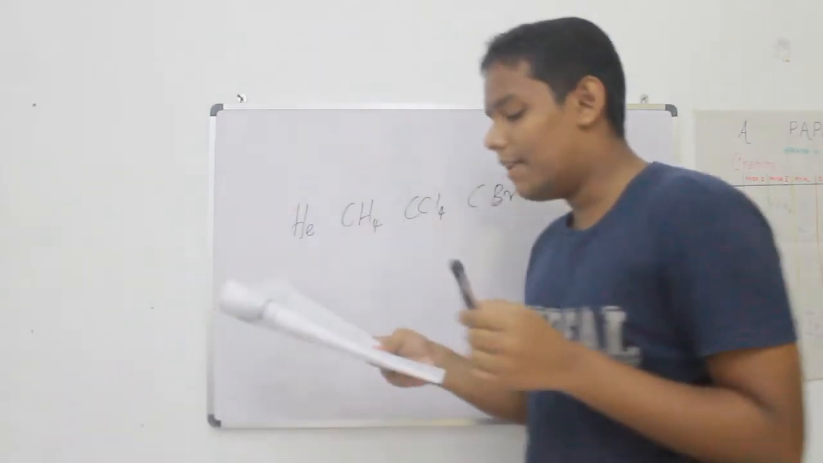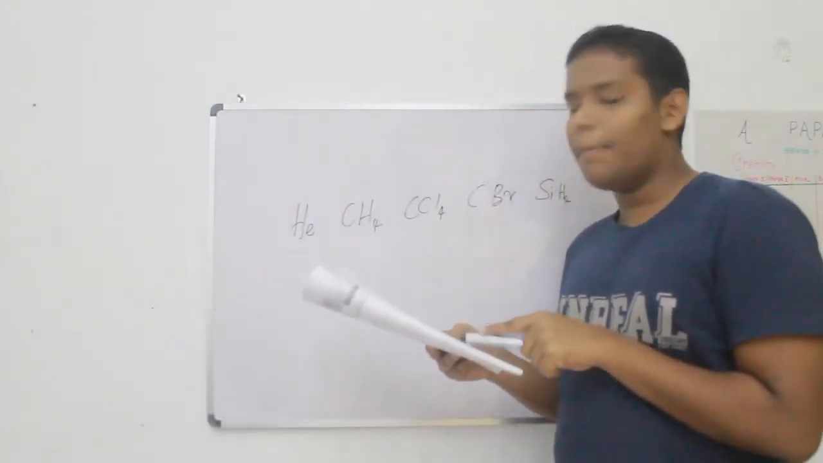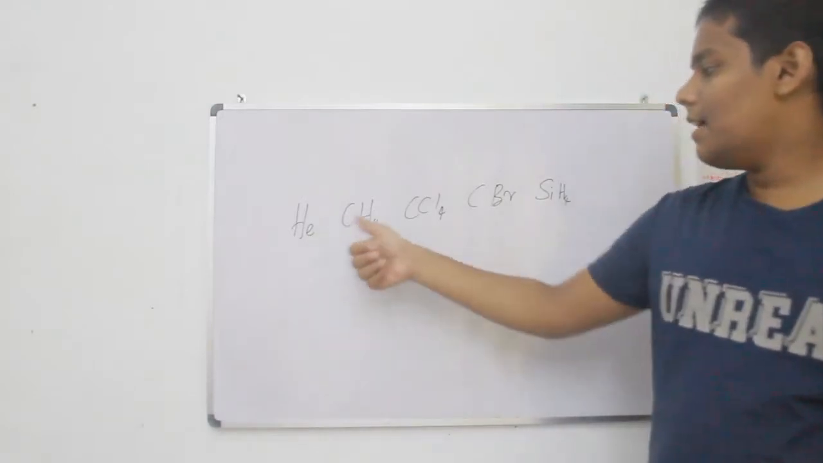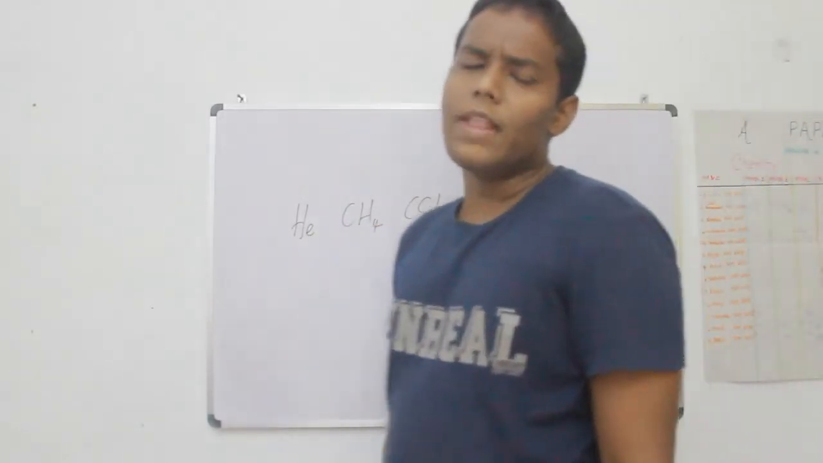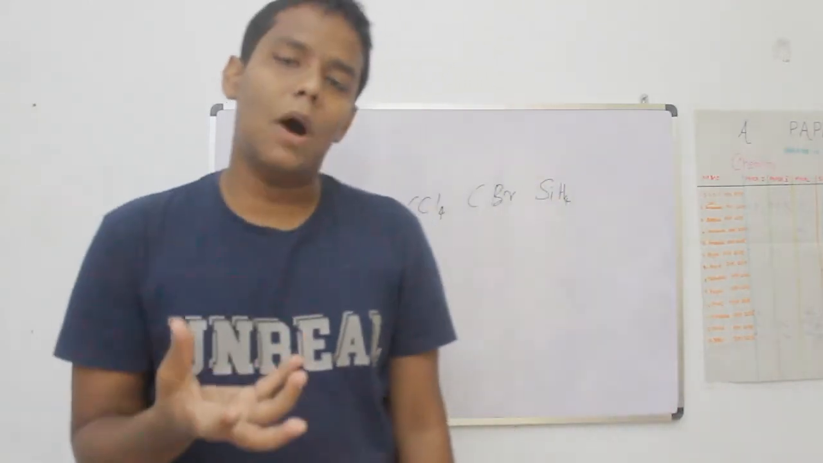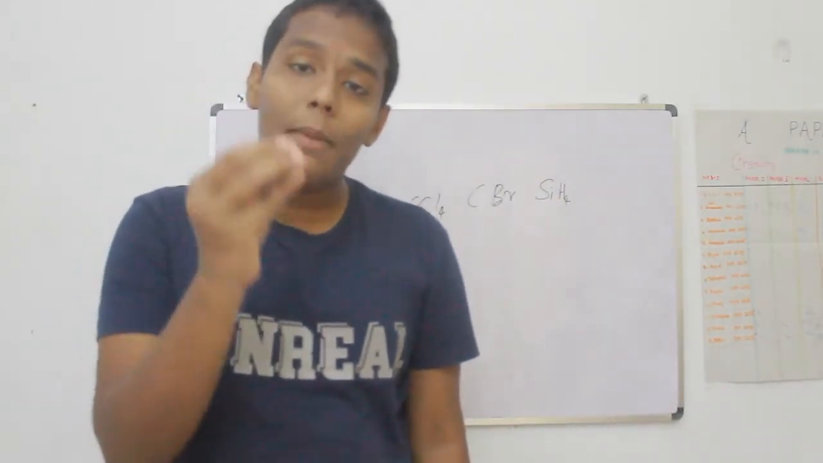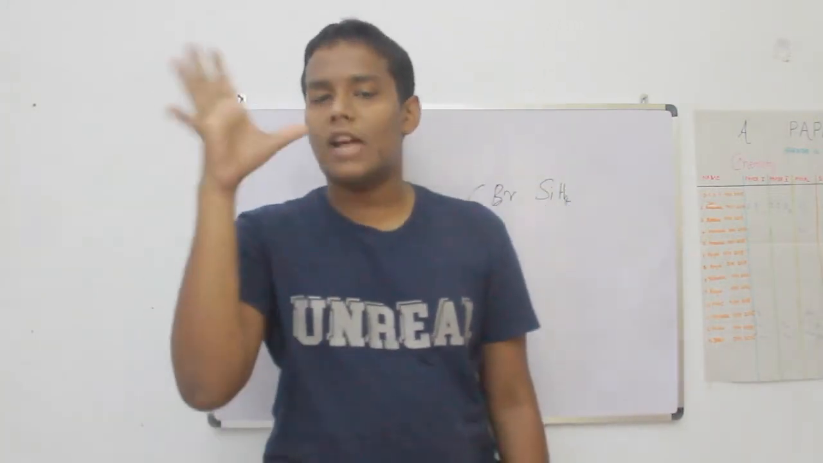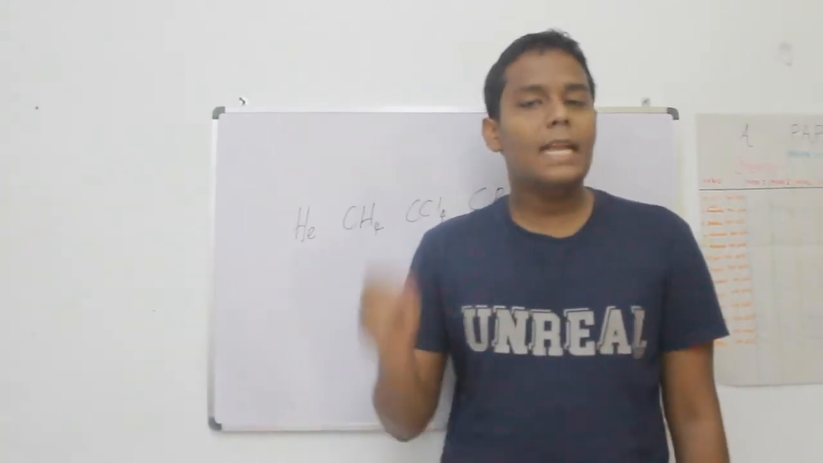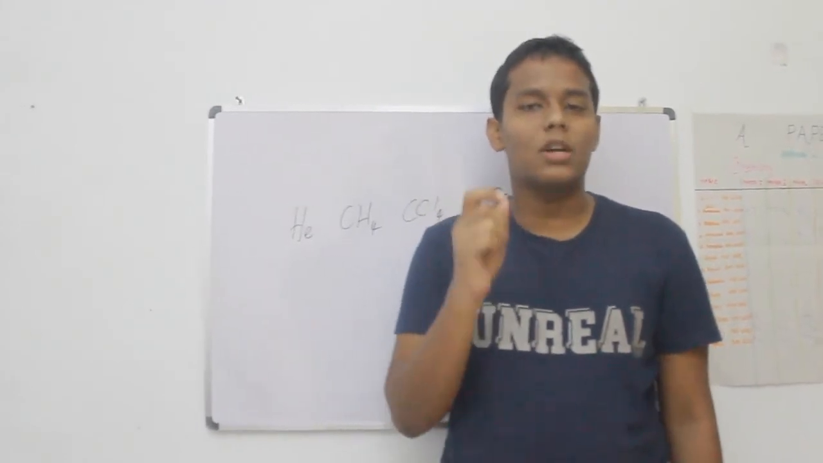Okay, question number 11. The increasing order of the boiling points of the following substances: helium, methane, CCl4, CBr4, SiH4. Now you know that the boiling point of a certain compound depends predominantly on what? On the strength of intermolecular attractions. It depends upon the strength of intermolecular attractions.